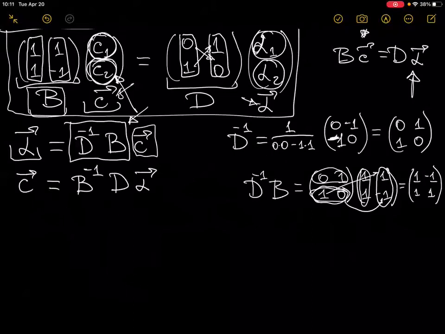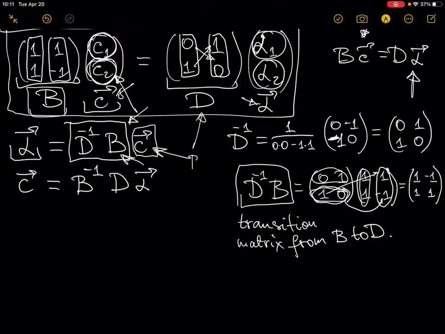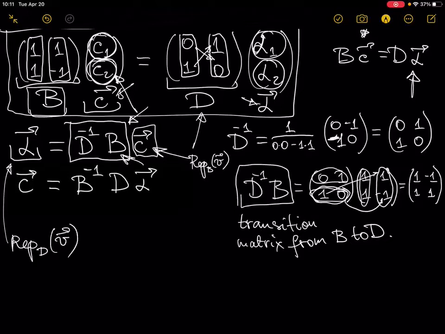So this is the change of basis matrix, or transition matrix, from basis B to basis D, right? So what are we finding essentially? What is that? It's a representation with respect to the basis B of the vector V. And what is that? It's a representation with respect to the basis D of the same vector V, right? Clear or not? It's clear.